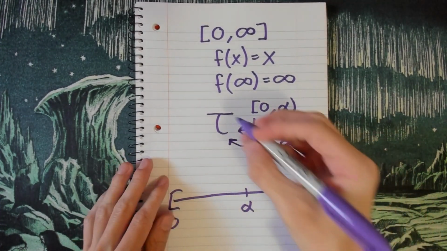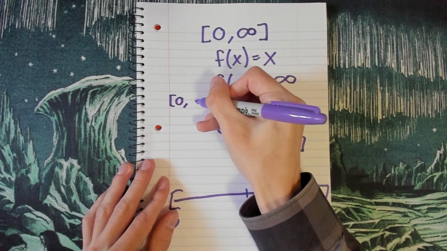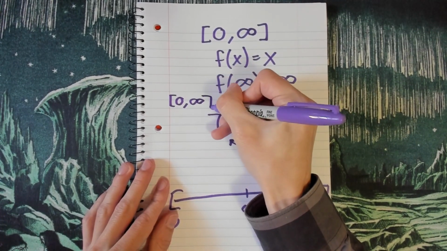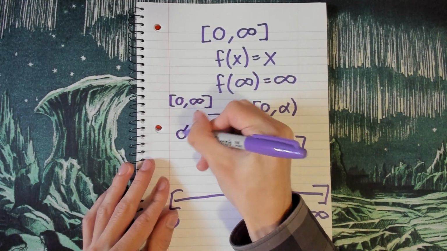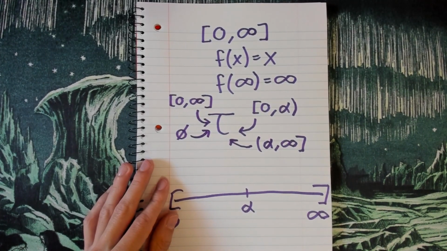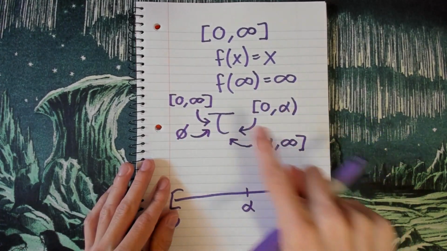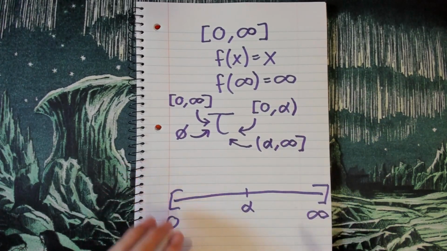And we'll go ahead and have a little bit of redundancy here, but we'll just say that the entire space is going to go in our topology, and the empty set, the set that has nothing in it, is going to go in our topology. Also, any intersection of sets of this form is going to go in our topology.